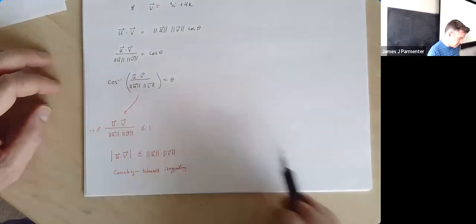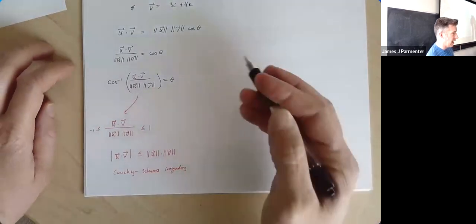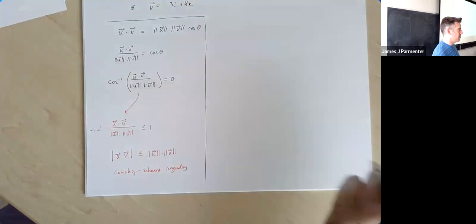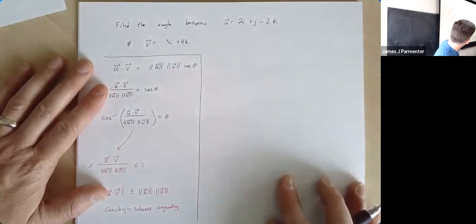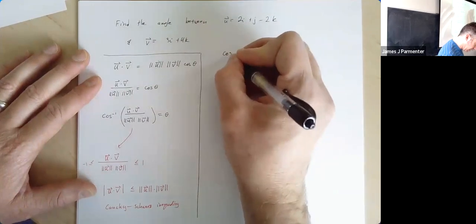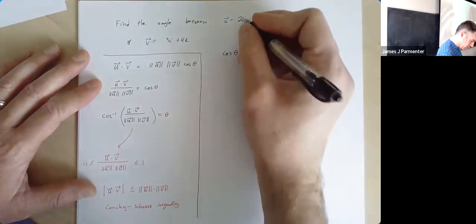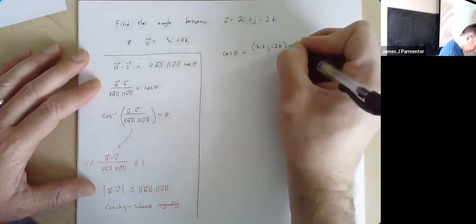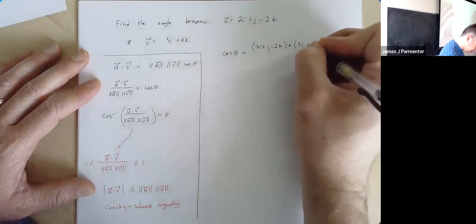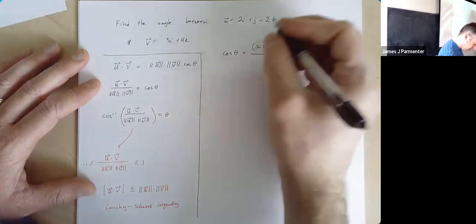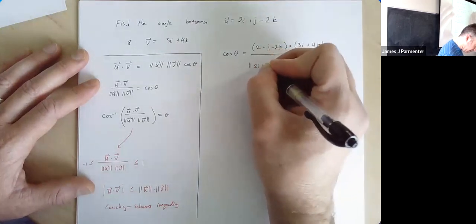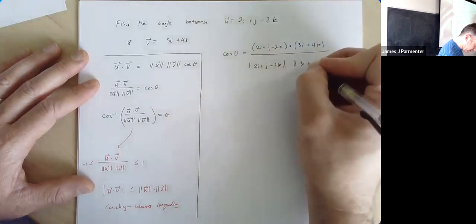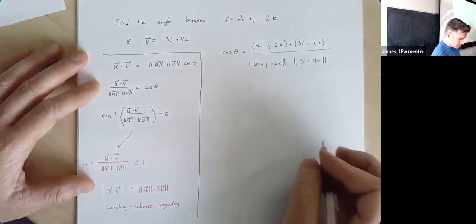We can still use this to find the angle between these two vectors. Usually when I find the angle between two vectors, I like to start with finding the cosine of the angle. I don't know why, it just feels like a more natural progression. So if I was doing this problem, I would say, okay, great. The cosine of the angle between these two vectors is going to be u dot v, so 2i plus j minus 2k, dotted with 3i plus 4k, over the magnitude of 2i plus j minus 2k times the magnitude of 3i plus 4k. And then we dot the vectors together.